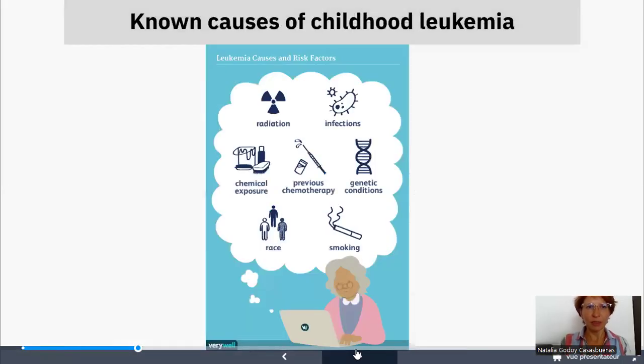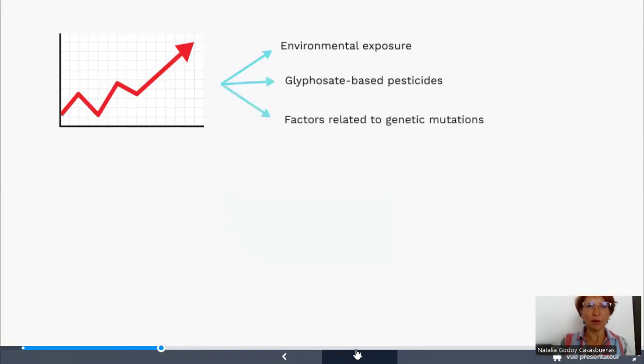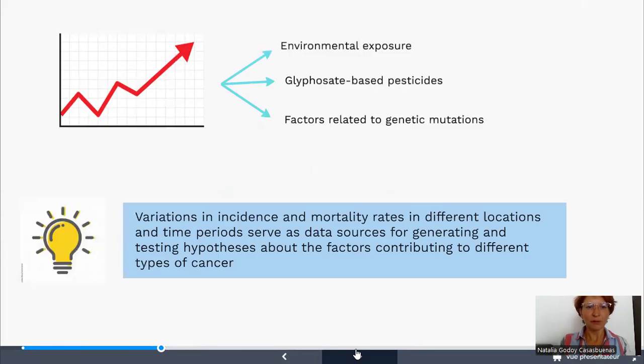While about 10% of childhood leukemia cases are linked to known risk factors like ionizing radiation and genetic syndromes, the rising incidence of acute lymphoblastic leukemia suggests environmental factors may play a role. In addition to molecular genetic findings, trends in the incidence of this disease shed light on its causes. As a consequence, variations in incidence and mortality rates in different locations and time periods serve as data sources for generating and testing hypotheses about the factors contributing to different types of cancer.